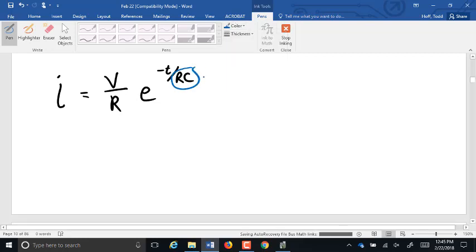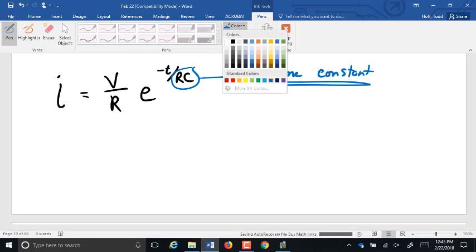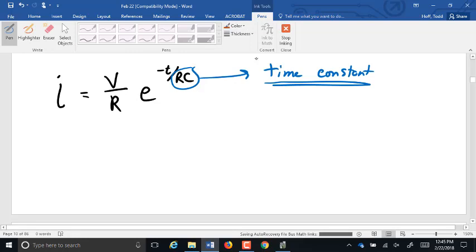RC here is something called a time constant. A time constant is the amount of time it takes to discharge 63% of the capacitor for that resistance. We represent the time constant with the Greek letter tau. Looks like that, kind of a funny looking script T. And for an RC circuit, tau, the time constant, is simply R times C.